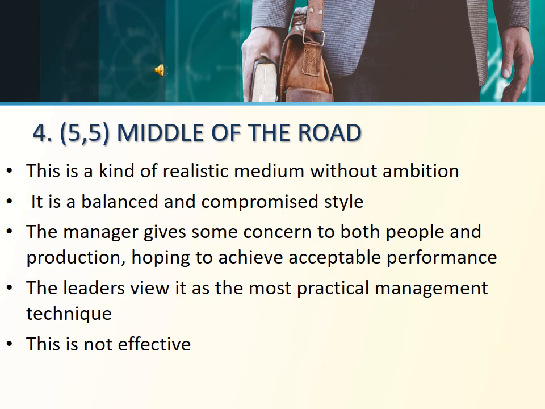Next one is middle of the road, that is 5-5. This is basically a compromising style wherein the leader tries to maintain a balance between the goals of the company and the needs of people. The leader does not push the boundaries of achievement, resulting in average performance for the organization. Here, neither employee nor production needs are fully met.